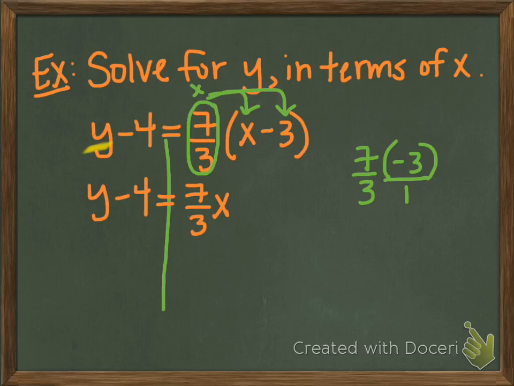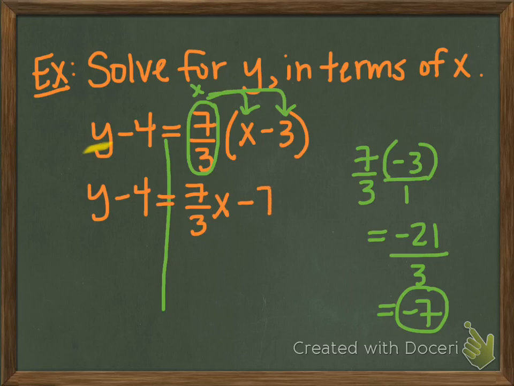7 times negative 3 is negative 21. That's my numerator. My denominator is 3 times 1, which is 3. And negative 21 over 3 simplifies to negative 7. So this is what I want to put for 7/3 times negative 3, minus 7. Okay? So write that little note off to the side if you need to.